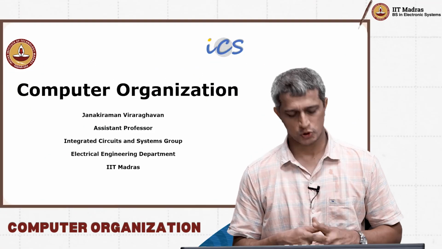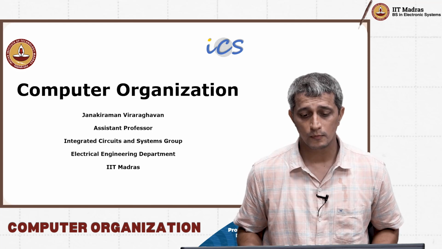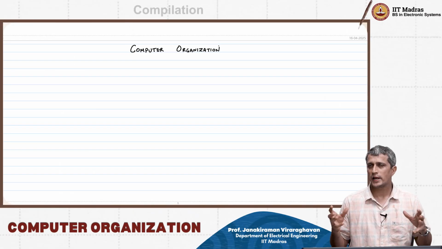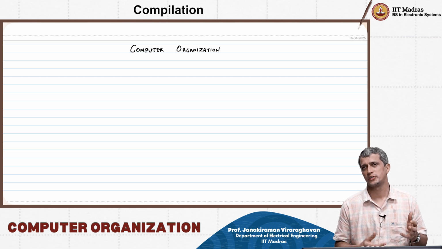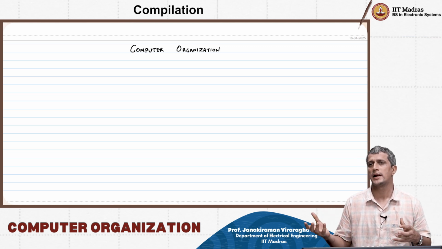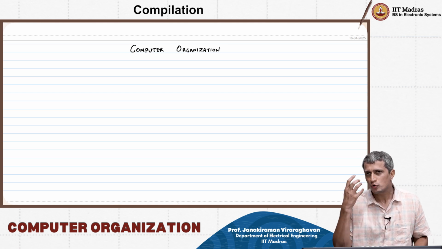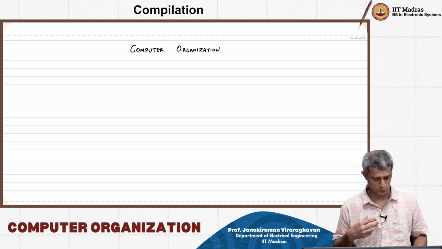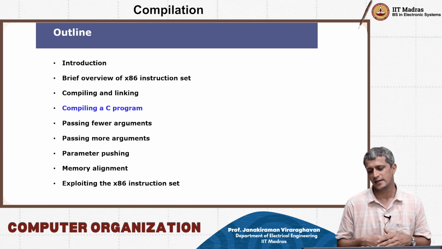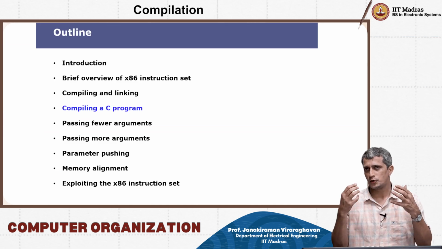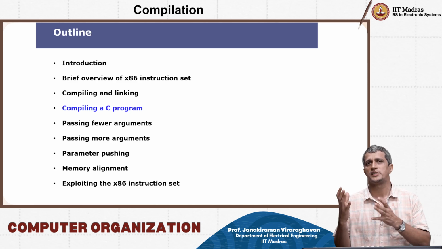Hello all and welcome back to this course on computer organization. Having looked at various assembly instructions, the idea of compiling, linking and so on, we are now in a position to actually get into the core of part 1 of this course. And what is that? It is basically the job of compiling a C program.